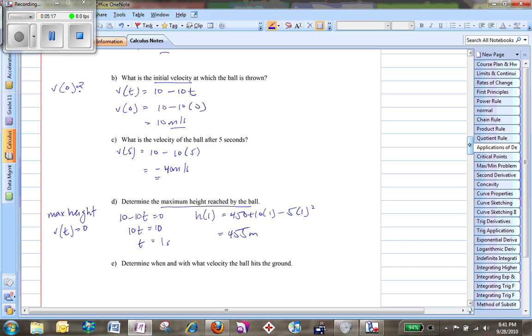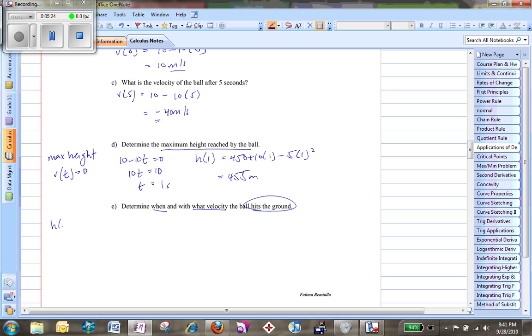Now, next question says, determine when and with what velocity the ball hits the ground. If it hits the ground, I know that h at t is equal to 0. So I take my initial equation, minus 5t squared plus 10t plus 450 is equal to 0. I'm going to take out a common factor of negative 5. That's t squared minus 2t minus 90 is equal to 0. I want two things that multiply to negative 90 but add to negative 2. There are no two numbers that do that. So I want to use the quadratic formula.